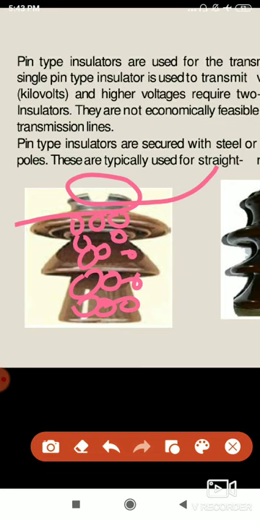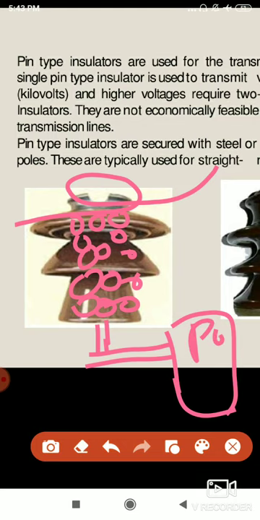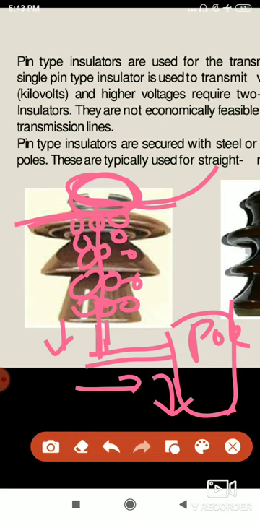So that is nothing but some sort of conducting material, right? Now here your pin is connected to the cross arm, which is connected to the pole, right? So whenever the porcelain layers are covered with dust particles, what happens? The current flows from the conductor, enters through the dust, enters into the pin, then into the cross arm, and then into the pole. If a person touches that pole, he gets a severe electrical shock. This phenomenon we can call a flashover.